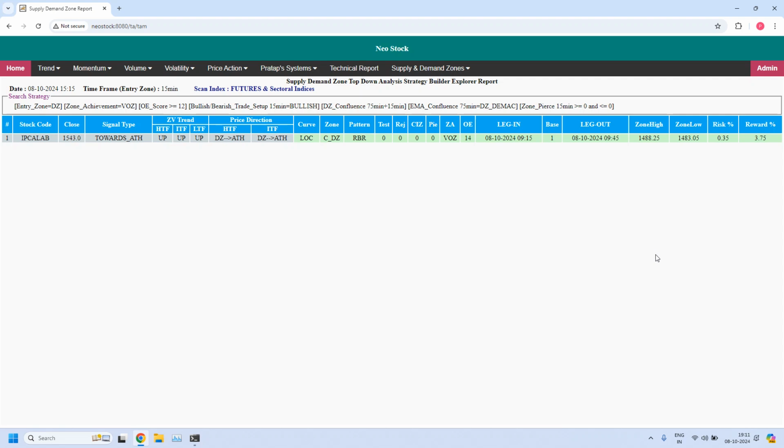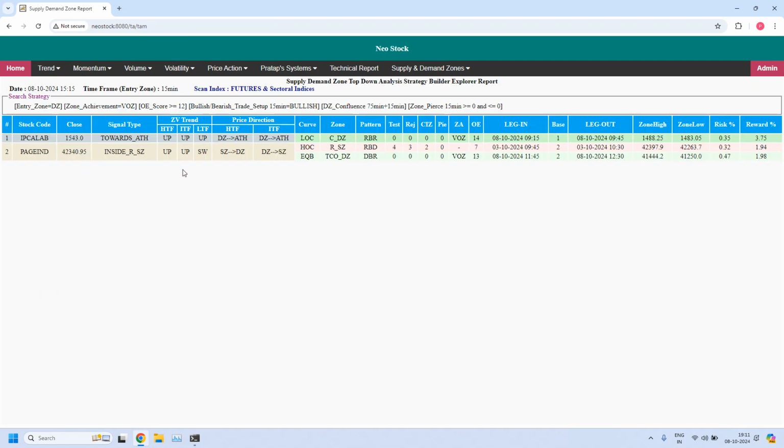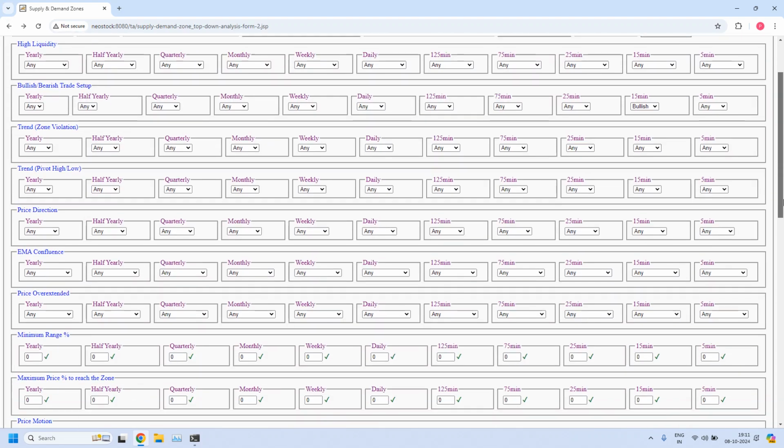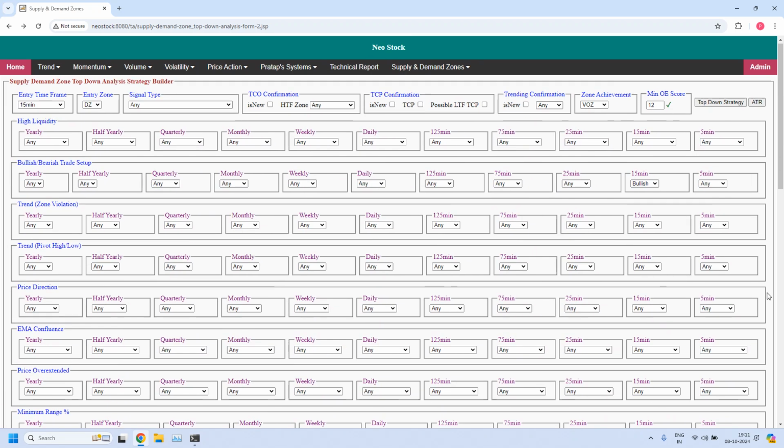Now let's look for LTF, ITF, HTF confluence. Removing the EMA filter. Without EMA, earlier we got 2 stocks, right? In these 2, is there any HTF confluence? Let us check. So in the demand zone confluence, we already enabled 15 minutes demand zone with 75 minutes demand zone. Now I am adding additional filters: 15 minutes demand zone with the daily demand zone confluence, and also 75 minutes demand zone with the daily demand zone confluence. So let me verify.